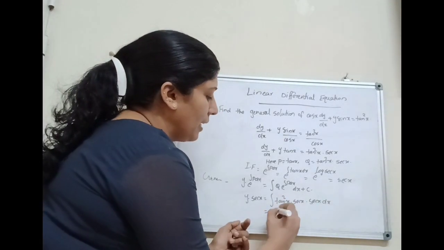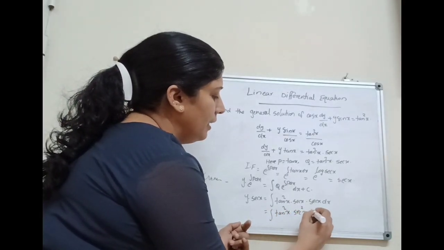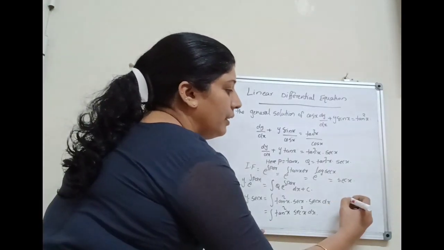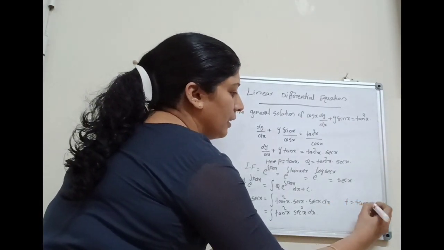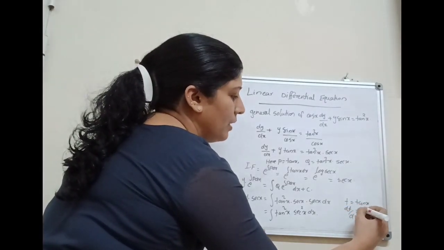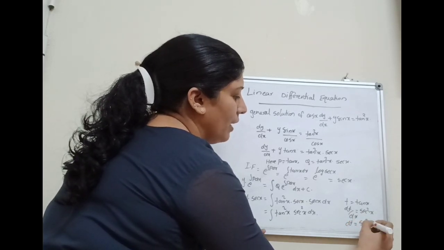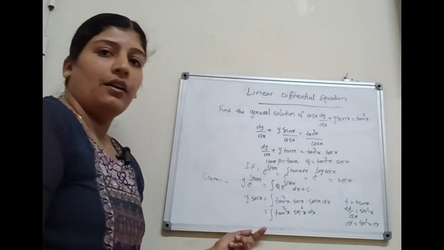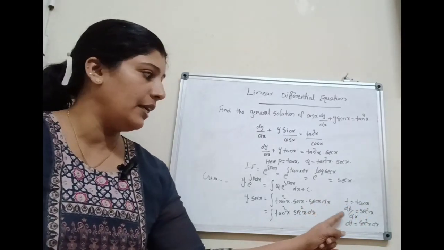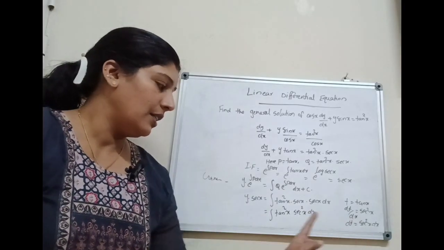That implies integral tan square x into sec square x dx. Next, we have to substitute t equal to tan x. Then dt by dx equals sec square x. Therefore dt equals sec square x dx. Here we have to apply the substitution method. Put t equal to tan x, so dt by dx equals sec square x, and dt equals sec square x into dx. Then substituting here.